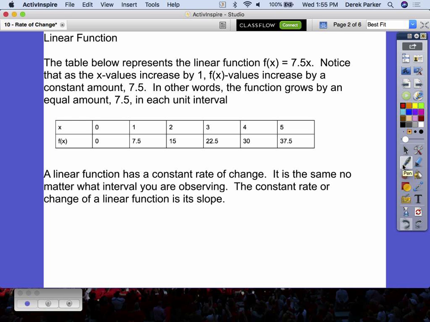The constant rate of change of a linear function is its slope. And you would remember that as m equals y2 minus y1 divided by x2 minus x1.